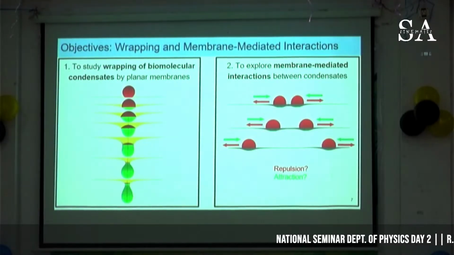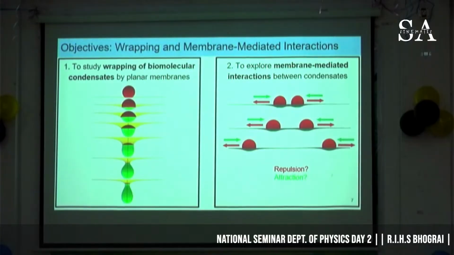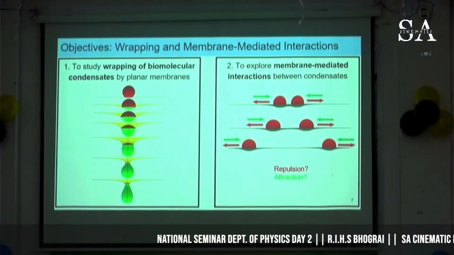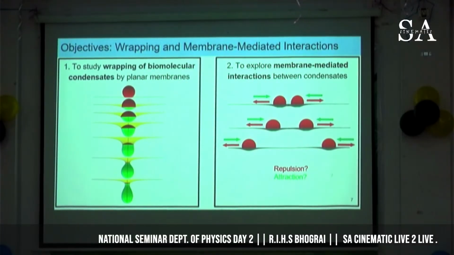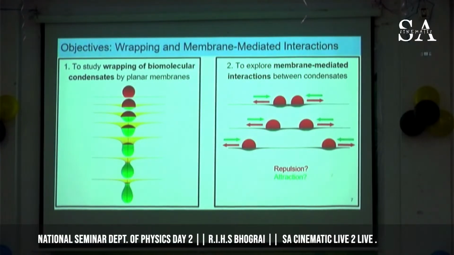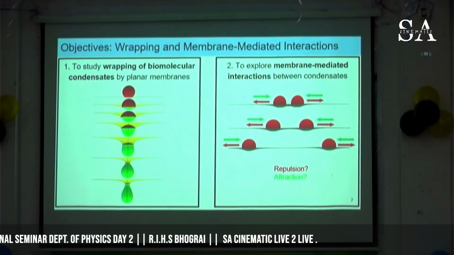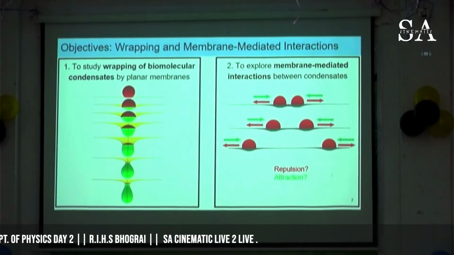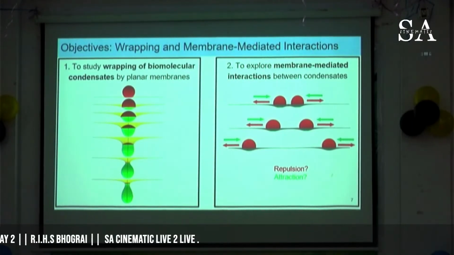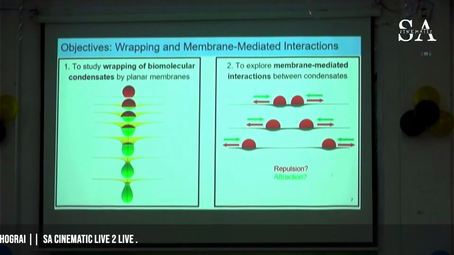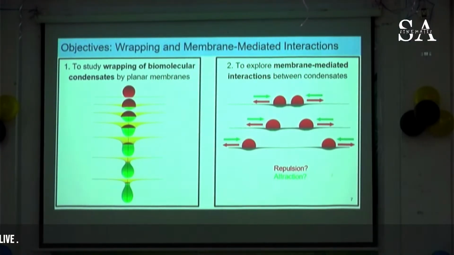Next. So we have two main objectives. A membrane-bounded organelle can get wrapped. So the question is, can a non-membrane-bounded organelle get wrapped by a membrane? And the second question is, for example, if you have two droplets or two biomolecular condensates, will they attract each other or repel each other?